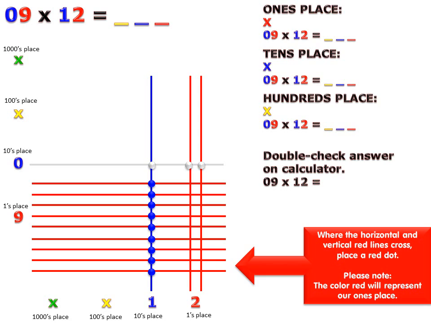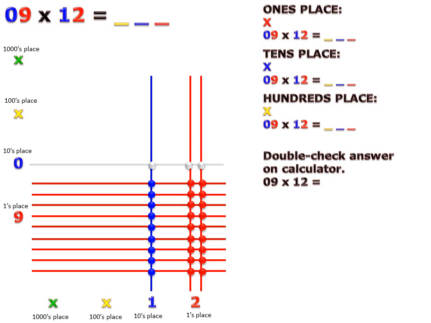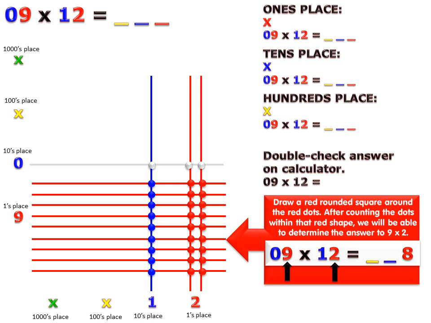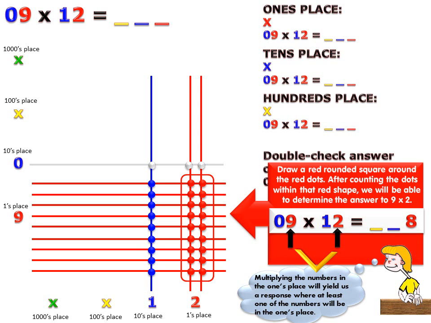Where the horizontal and vertical red lines cross, place a red dot. Please note, the color red will represent our ones place. Draw a red rounded square around the red dots. After counting the dots within that red shape, we will be able to determine the answer to 9 times 2. Those red dots represent 9 times 2.